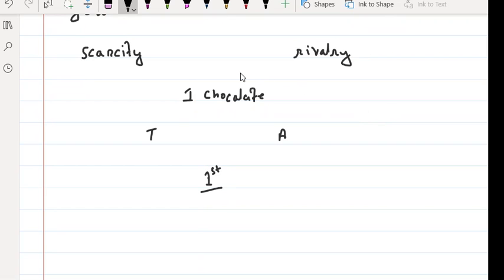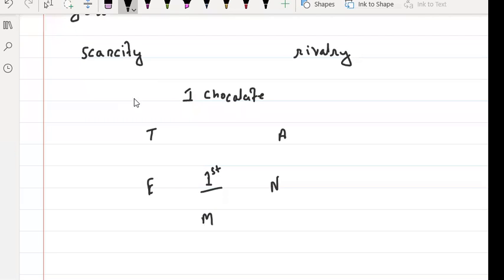Now suppose we have three different people for that first position. Suppose we have Esther, Mansa, and Nandish. Don't you think there will be a rivalry, a competition between these three to get this first position? Yes or no?